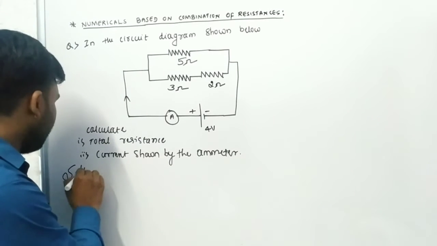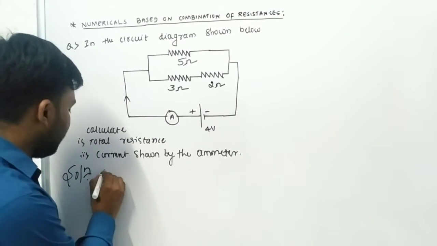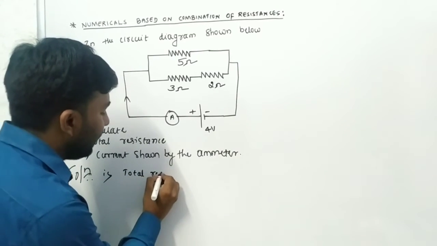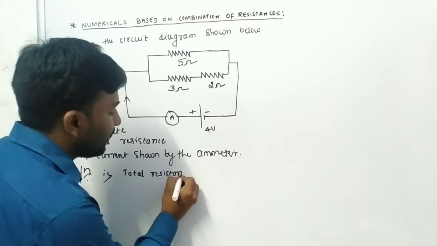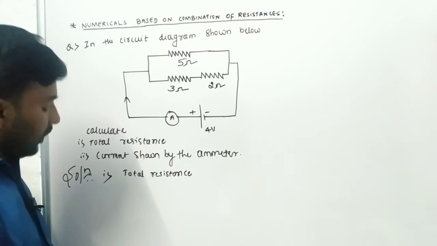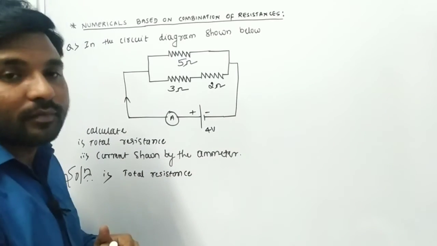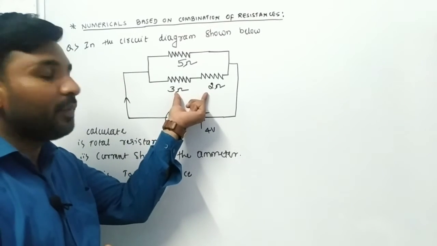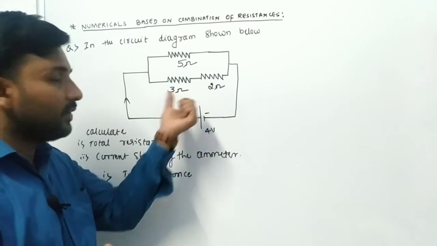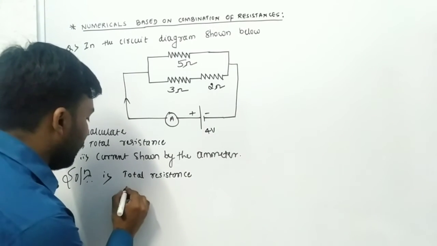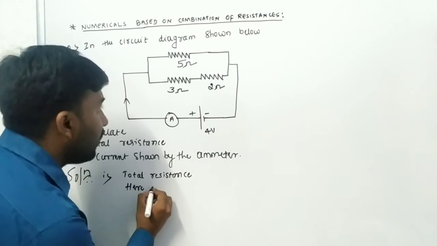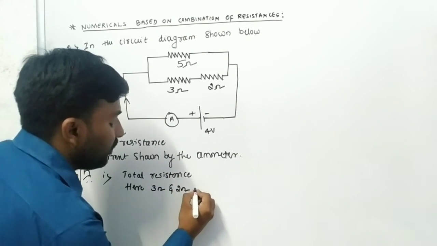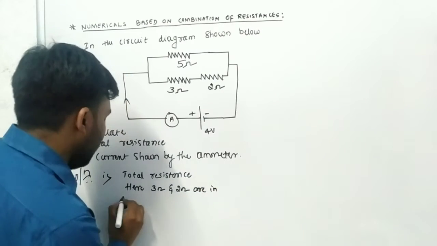Solution. First one, total resistance. Now look at the circuit diagram. These two resistors are in series combination. Got the point? Here 3 ohm and 2 ohm are in series.